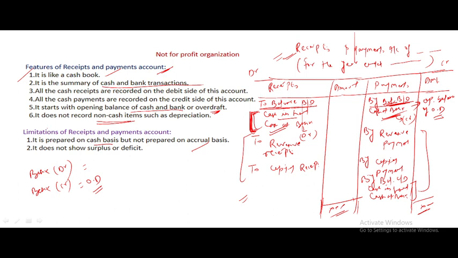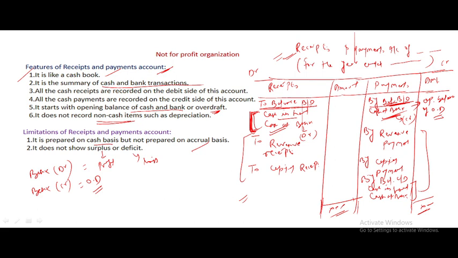Second limitation of receipts and payment account: it does not show any operational result, meaning it does not show surplus or deficit. Surplus means profit and deficit means loss. It does not show surplus or profit, or deficit or loss.